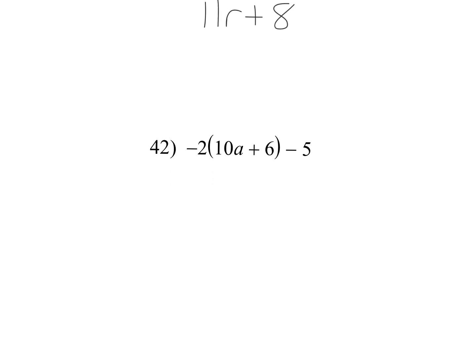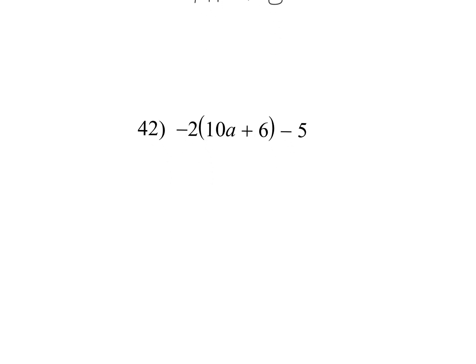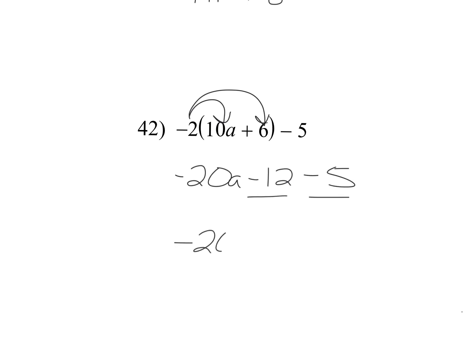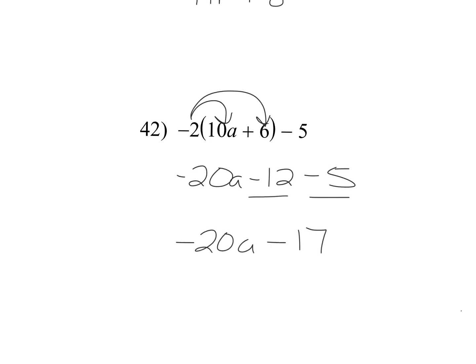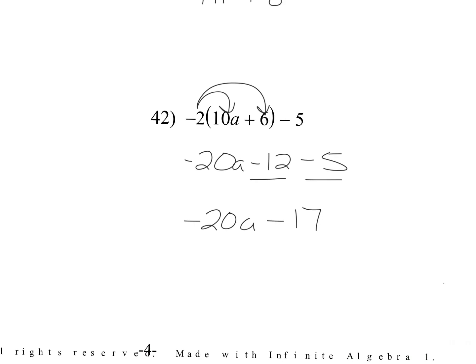On 42, what's our first step we have to do first? Yep, distribute -2 times 10a. -20a. And then we have -2 times 6. -12. And then bring down that -5. What do we see? Yep, we have like terms, so I'm going to keep that -20a, and then we have -12 minus 5. -17, good. And then here, can I do anything else? No.